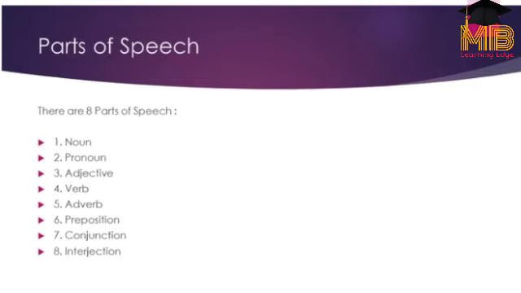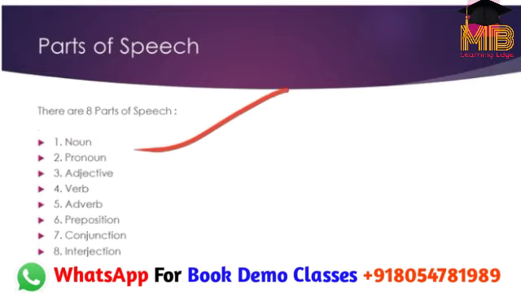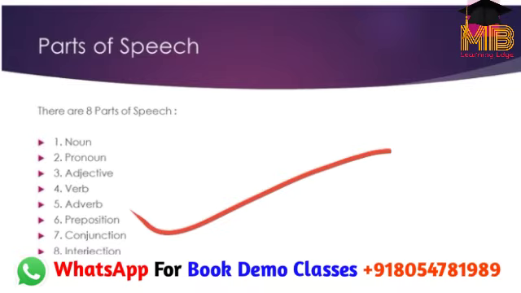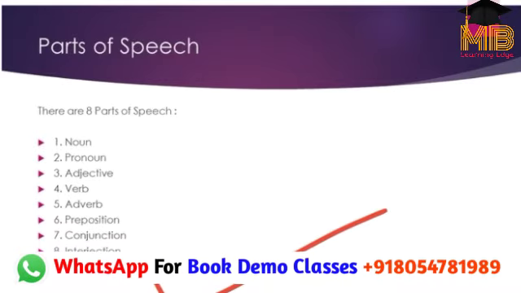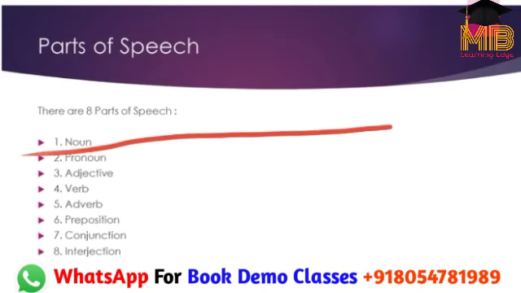So basically there are 8 parts of speech. Let's start with parts of speech first. So there are 8 parts of speech: noun, pronoun, adjective, verb, adverb, preposition, conjunction and interjection. Right, so there are 8 parts of speech and we're going to cover all of them. We'll start with the first one, that is the basic one, that is noun.